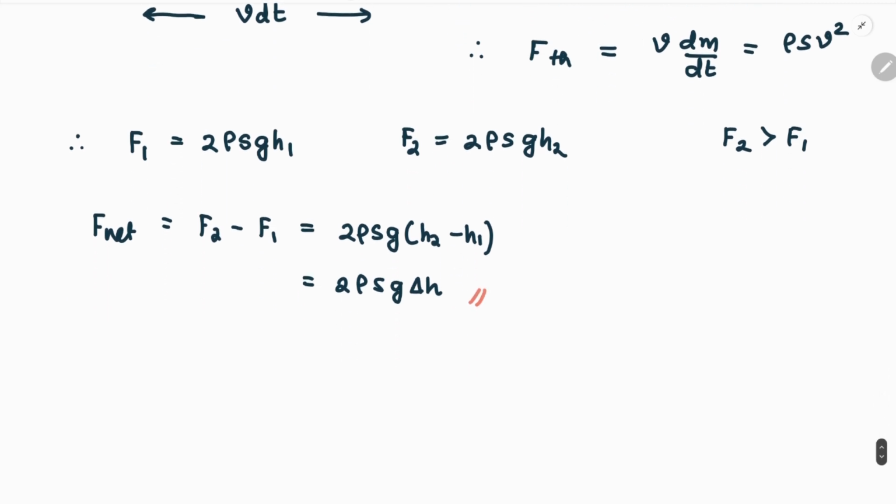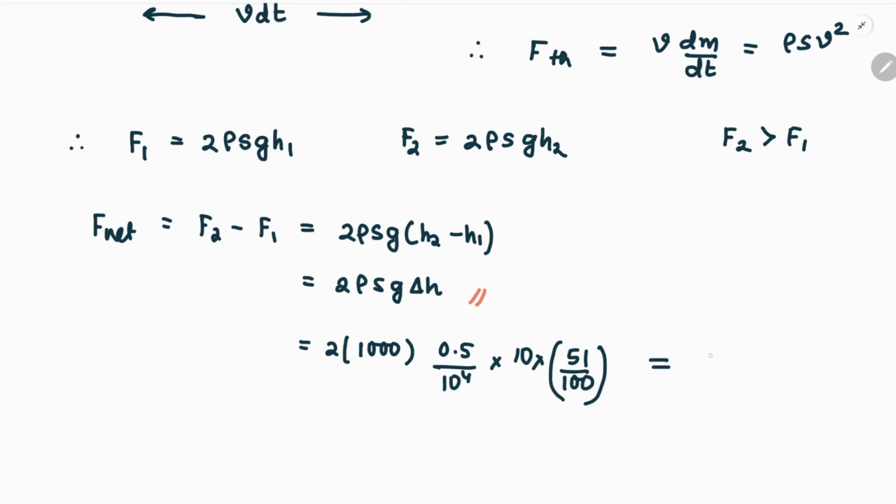Now if we substitute the values which are given to us, we will get the final answer. So rho can be taken as 1000 kg per meter cube. S over here is 0.5 centimeter square, so we multiply by 10 to the power minus 4 to convert it into meter square. g delta h, with delta h being 51 centimeter. On solving we obtain the value as roughly 0.5 Newton. So this is the answer for this particular problem. On solving we are getting this value as 0.5 Newton. So this is the net force that we obtain for this particular problem.